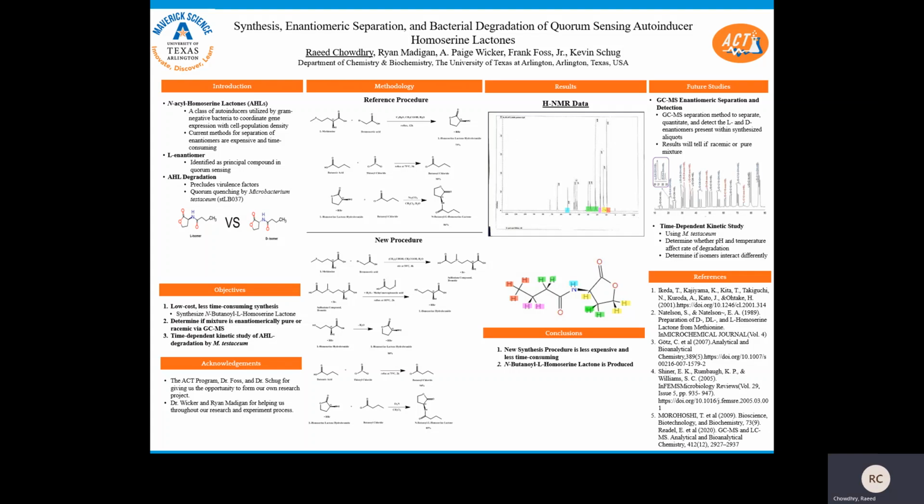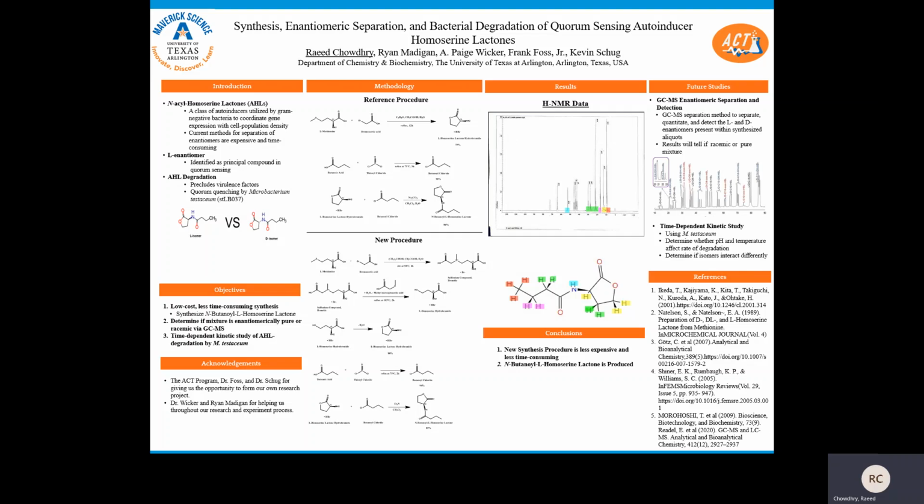The HNMR data shows that BHL was indeed obtained through the new method. There are extra peaks because the BHL did not undergo flash chromatography in the new method due to time constraints. However, nonetheless, we see that BHL was indeed obtained. So for our conclusions, we can say that our method is less time consuming because our method only took 7 hours, whereas the reference method took 15 hours. It's less costly, and our product was obtained.